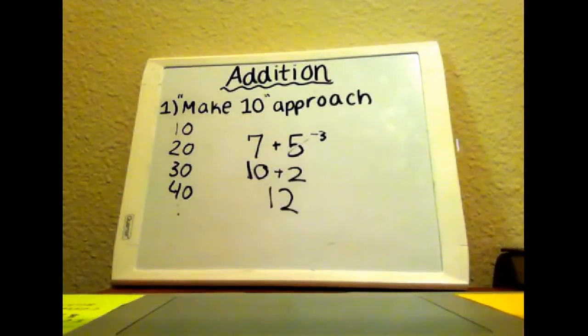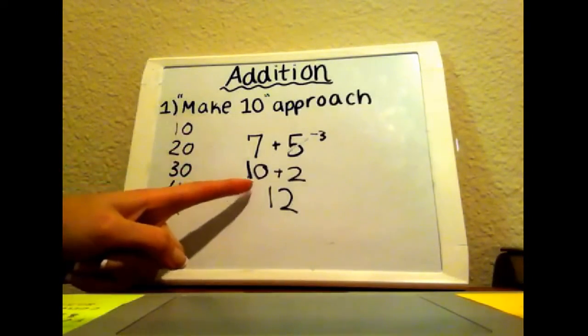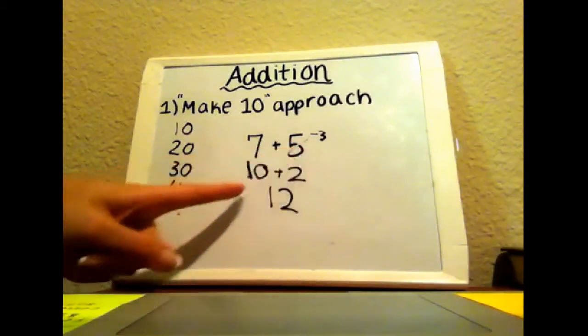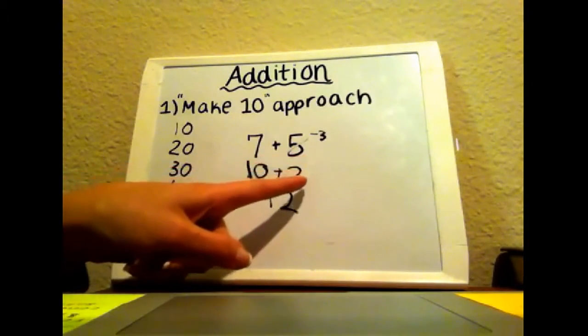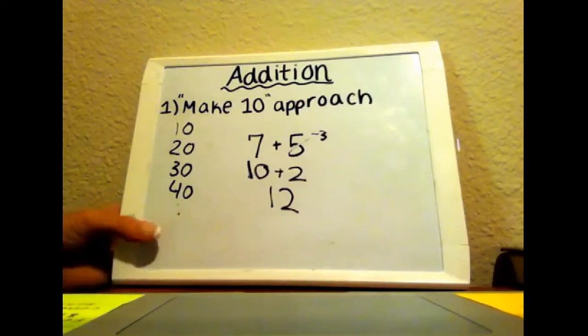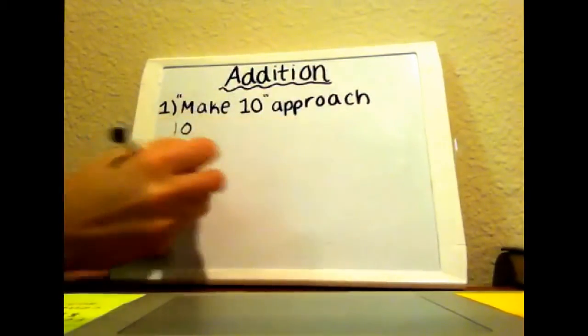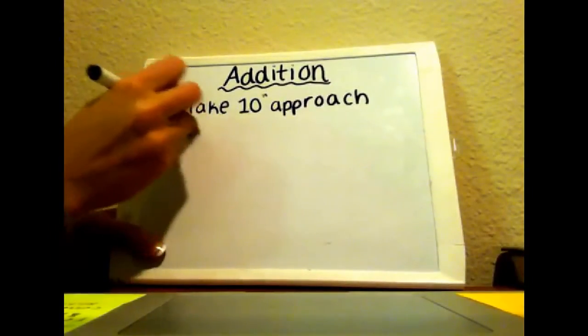So that's a simple way to do the Make 10 approach. As you can see, we took that 7, made it into a 10, and the only way to do that is by taking that amount, which was 3, from 5. And we got the same answer that we would as if we added 7 and 5. Now we're going to do 2 more problems, and they'll get a little bit more difficult with each one.